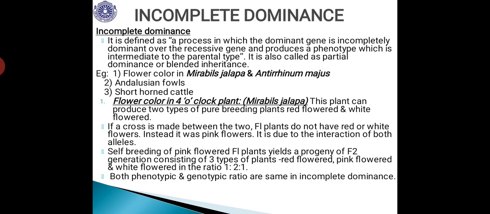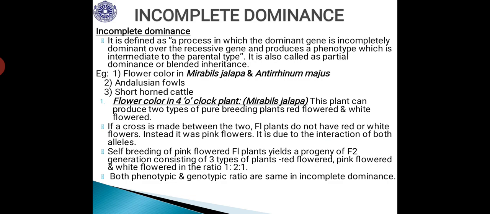Let us go through one example here, which is with reference to the flower color in the 4 o'clock plant, Mirabilis jalapa. This plant can produce two types of pure breeding plants, red flowered and white flowered, wherein red flower is dominant over white flower. If a cross is made between the two, the F1 plants do not have red or white flowers. Instead, they have pink flowers. It is due to the interaction of both the alleles, the dominant allele and the recessive allele, so a new character is produced.